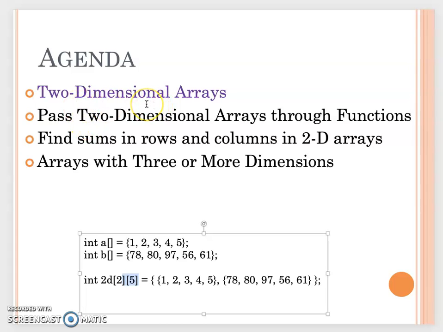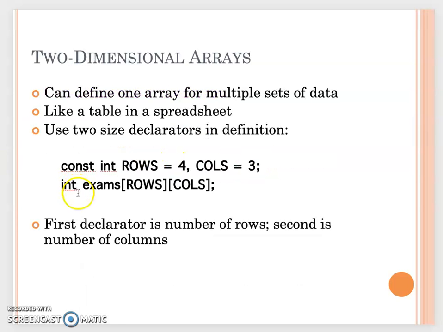Of course, in C++ or Java or any programming language, we can even have three-dimensional arrays or more than that. But in this class, we only talk about the two-dimensional array. After you understand the syntax of the two-dimensional array, we will see how to pass a two-dimensional array to a function and how to find the sum of a row and a column. So then let's see the syntax of the two-dimensional array.